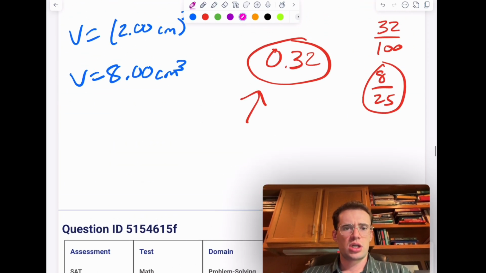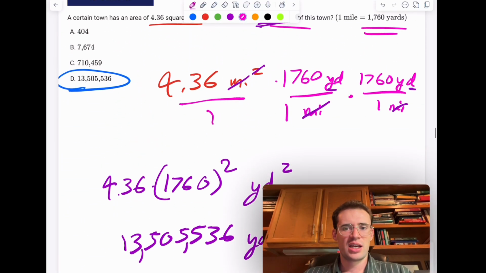Here's another density question. They had a lot of those. Unit conversion.